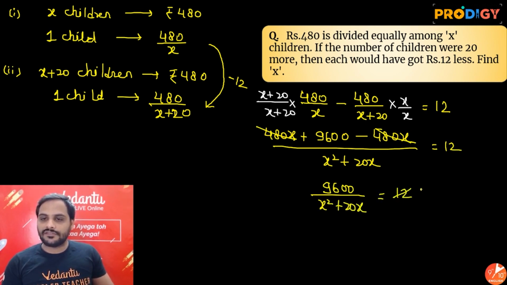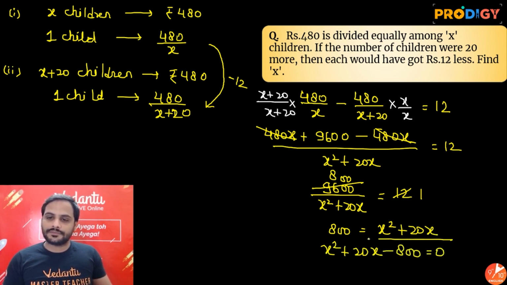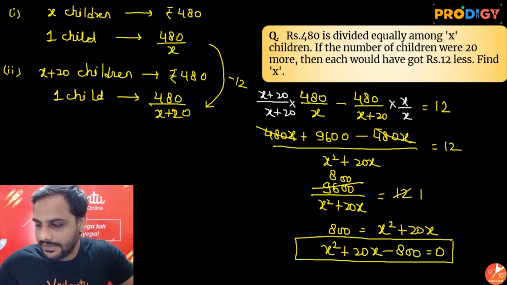I can say it is 12 ones are 12, and it will go in division over there. 12 eights are 96, so you'll be getting 800 is equal to X square plus 20X, shifted over there into 1. So, same thing, X square plus 20X. Shift 800 over here. So X square plus 20X minus 800 is equal to 0.